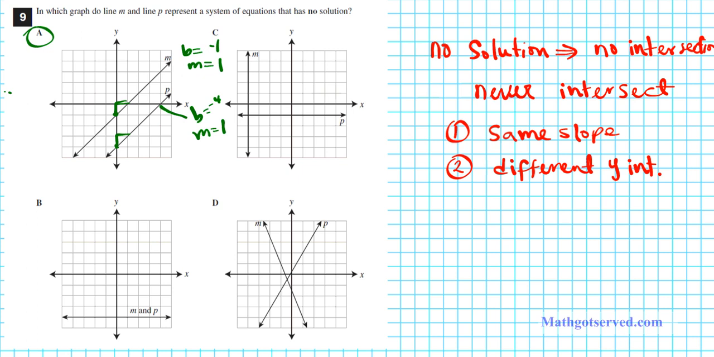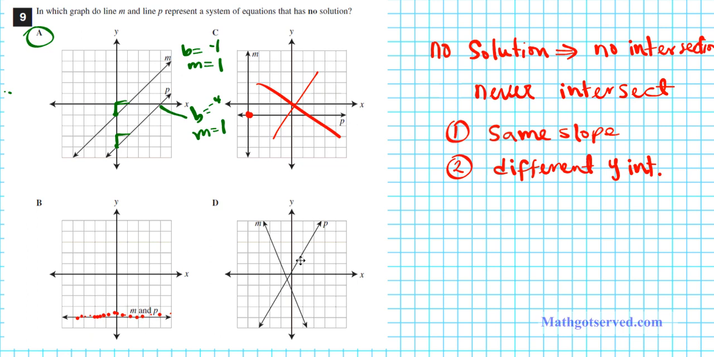Okay, now let's inspect the other lines just to ensure that our answer is correct. Take a look at option C. We have an intersection here. That is a solution. This has a solution, so that's no good. Option B, we have the two lines on top of each other. Even though they have the same slope, they have the same y-intercepts. What does that mean? It means that this has infinitely many solutions. Every exact value is a solution, so it has infinitely many solutions.